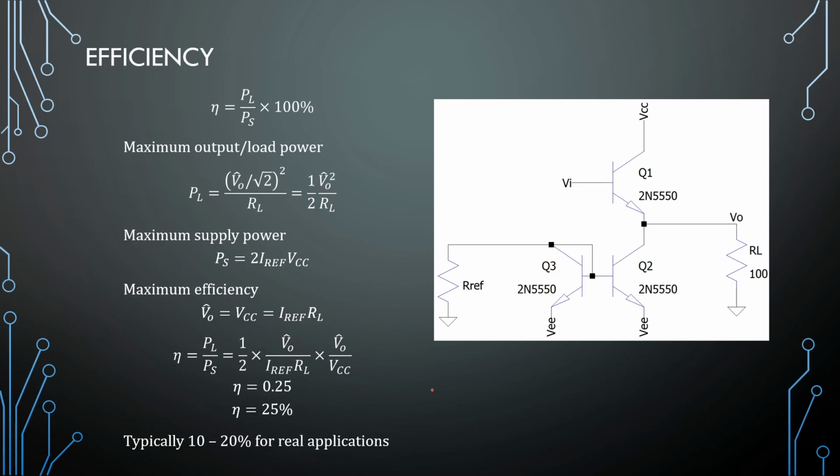Right. The efficiency of a Class A amplifier. We need to find the load power and the source power, and the ratio will give us our efficiency. On the load, if we're on a peak voltage, we must divide that by the root of 2 to get an RMS value. So the load power would be half times V out peak squared over R load.